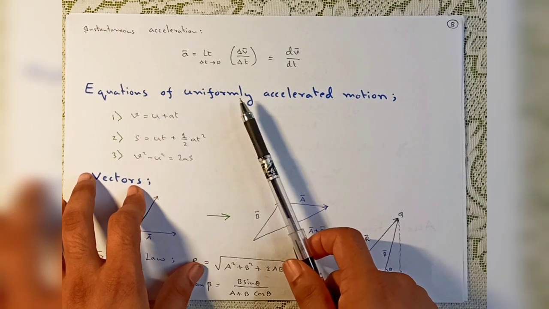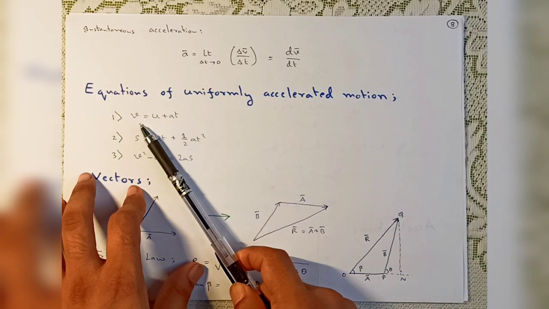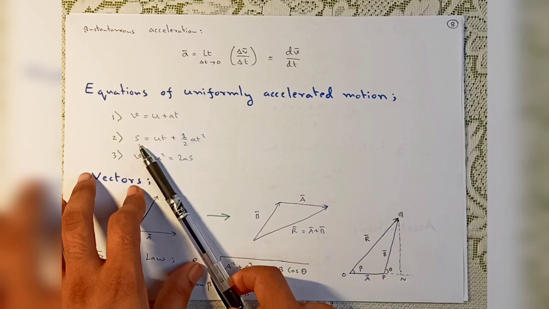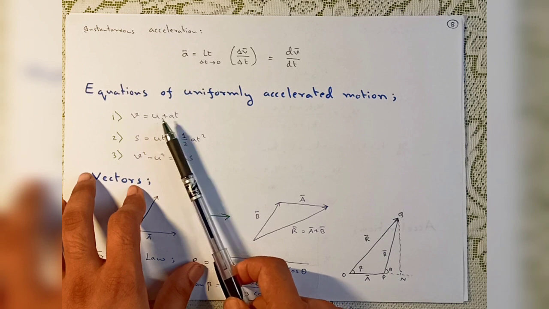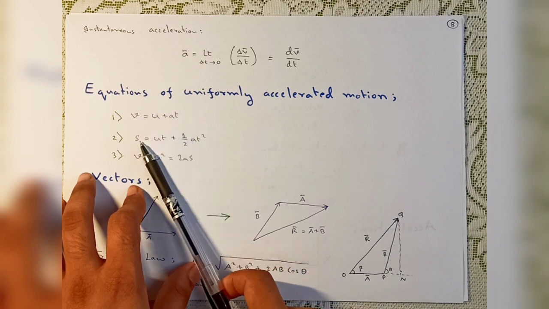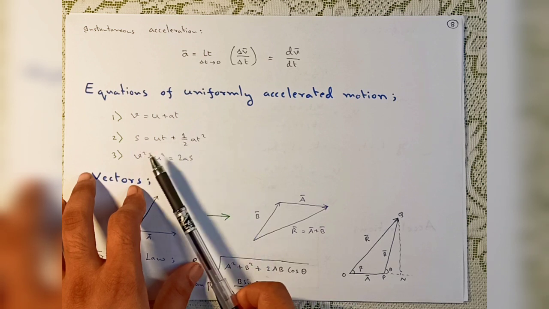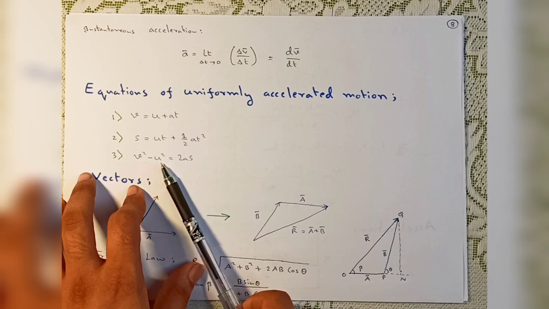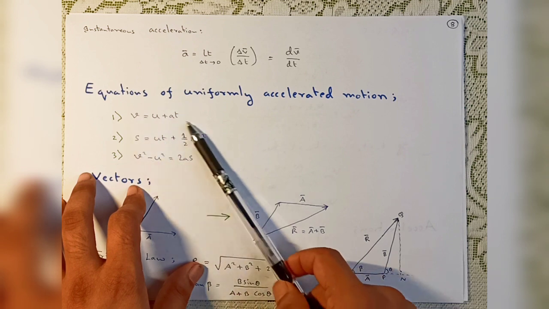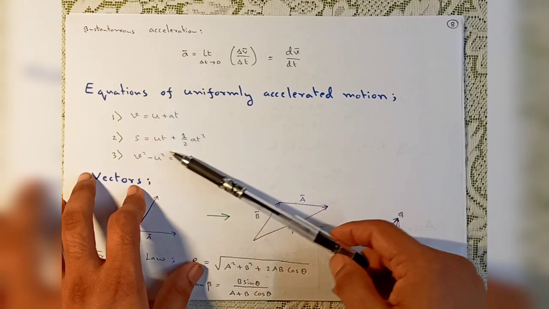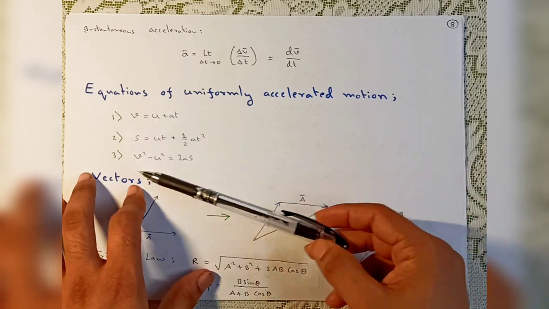And then you have another topic, that is equations of uniformly accelerated motion, where v is u plus at, and s is the displacement. Here v is the final velocity, u is the initial velocity, a is acceleration, and t is time. Here s is the displacement or the distance. All quantities have their own meaning. And then v square minus u square is equal to twice as. These equations are very important for solving some numericals. You are very much familiar with these equations.